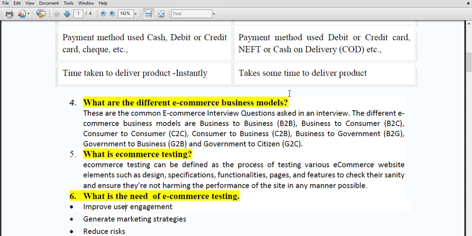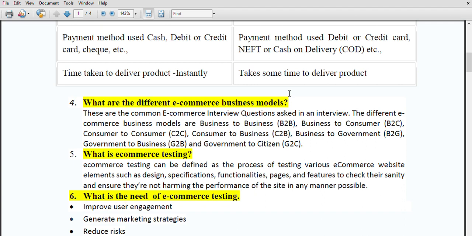Then in C2C, consumer to consumer, these kinds of transactions are usually done at the individual level. The payment can be done with the help of online systems like PayPal.